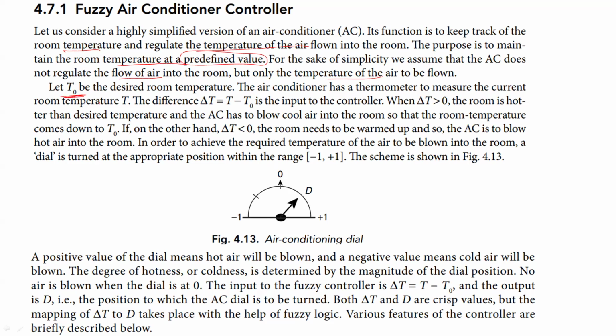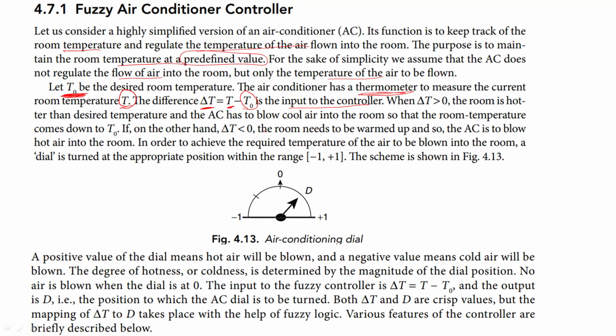Now let T0 be the desired room temperature. Suppose we need a particular room temperature. Then the air conditioner has a thermometer, because in order to measure the input you need some sensor, right? So you have a thermometer that measures the current room temperature T. We want the room to be this much cool, say T0, 18 or 19 degrees, but currently it is, say, 24 degrees. So the difference in temperature, delta T, is the current temperature minus the target temperature. That is the input that is given to the controller.